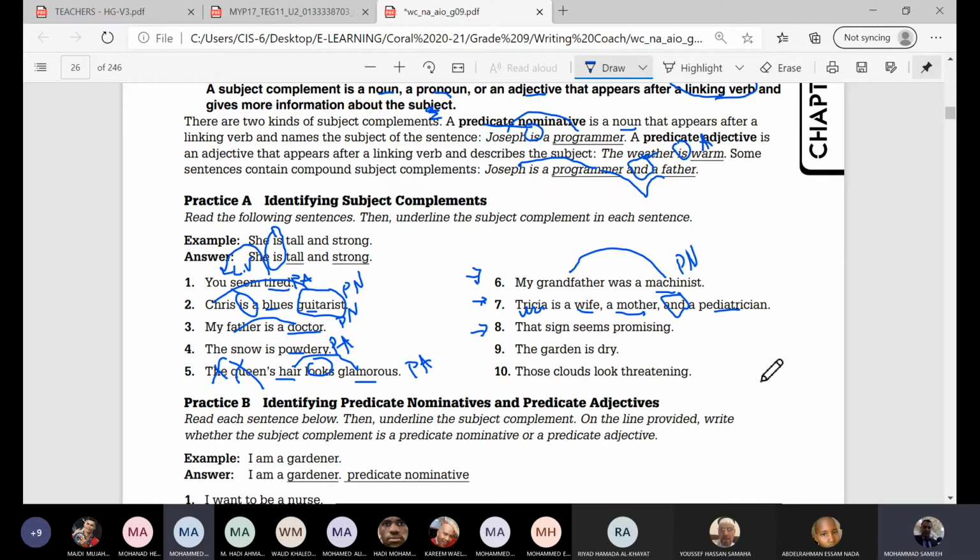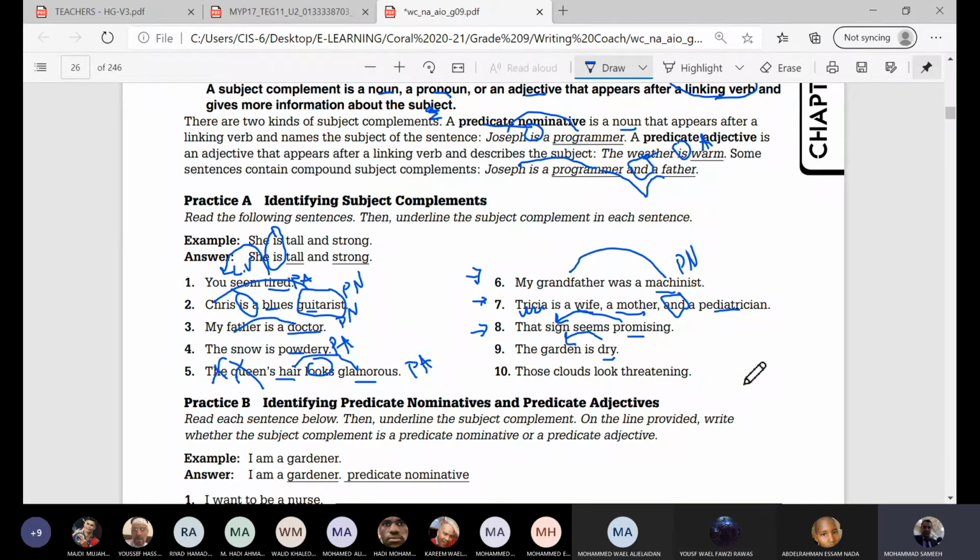That sign seems promising. Promising and sign. Okay, promising, describing better the subject sign. Good, ya Muhammad, very good. Mister, can I answer? Who is it? Yusuf, of course, Rawas, I'm sorry. Yes, go ahead. The garden is dry. Dry, excellent. Describing back the subject.